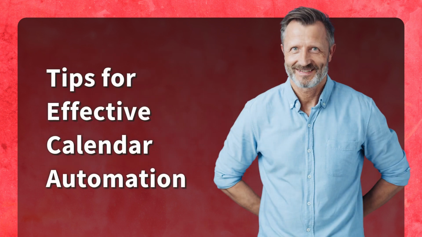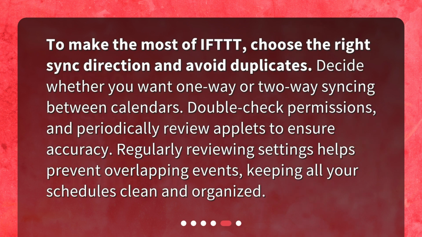Tips for effective calendar automation. To make the most of IFTTT, choose the right sync direction and avoid duplicates. Decide whether you want one-way or two-way syncing between calendars. Double-check permissions and periodically review applets to ensure accuracy. Regularly reviewing settings helps prevent overlapping events, keeping all your schedules clean and organized.